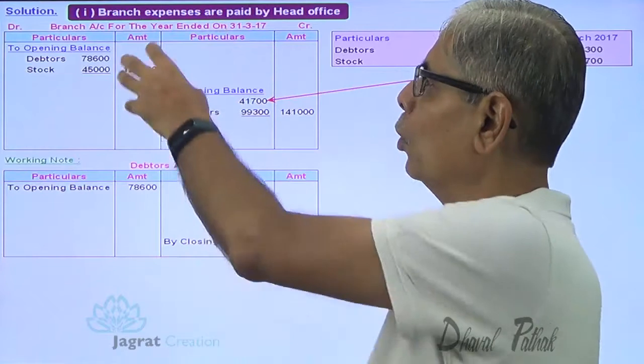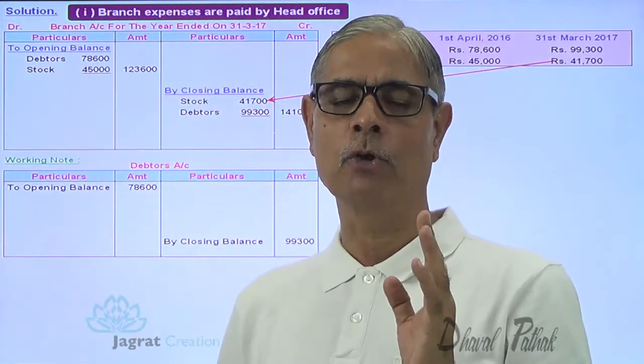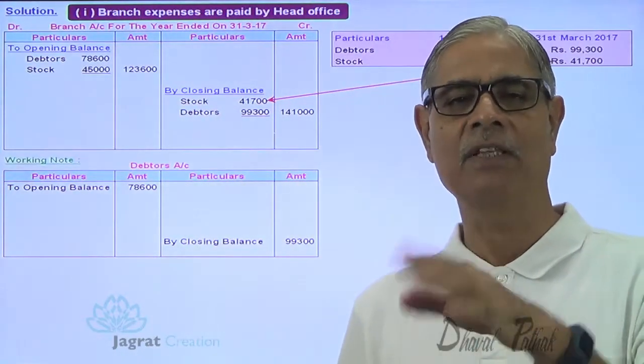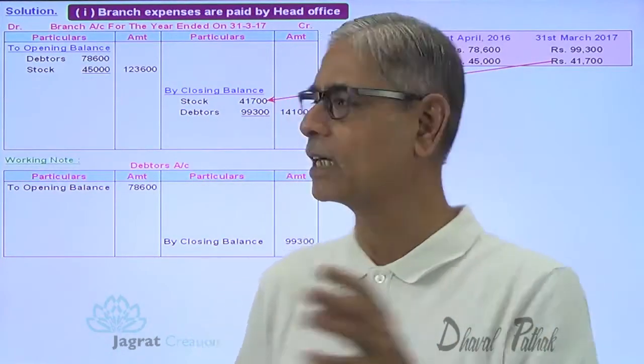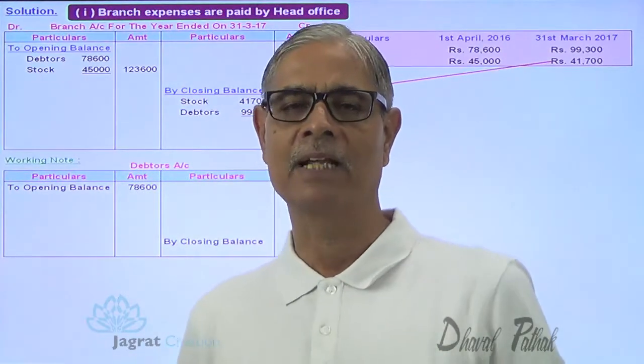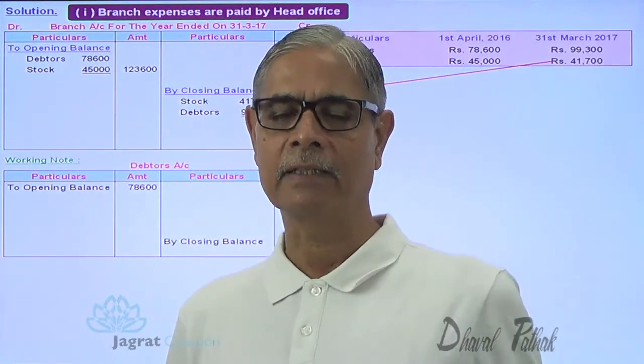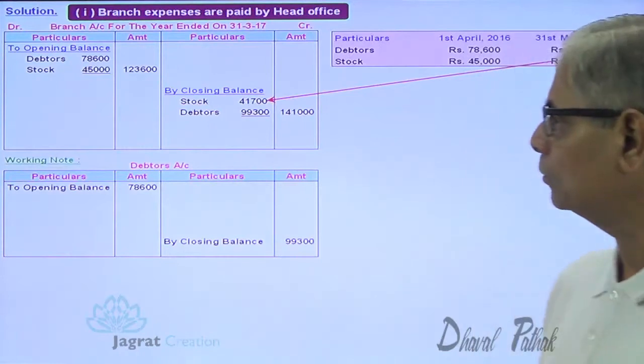So here, only the transactions with the branch are going to be recorded. Transactions of the branch with the rest of the world, with debtors and with creditors, are not going to be recorded in this branch account. That's an important point that I wish to bring to your notice.